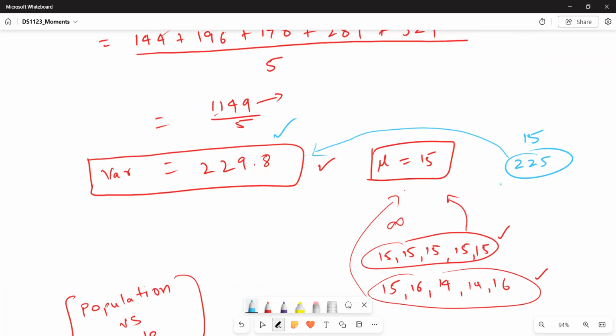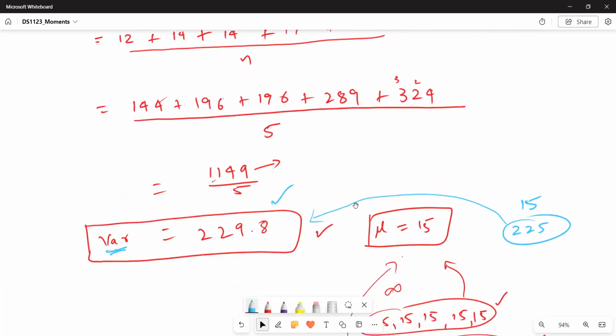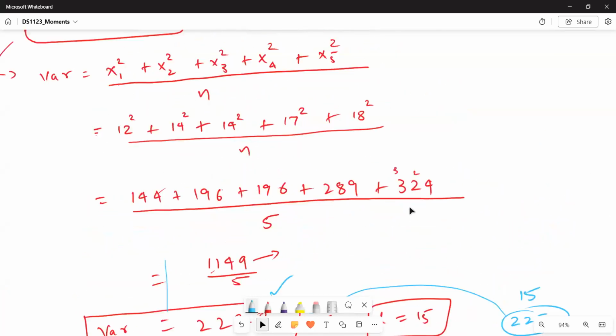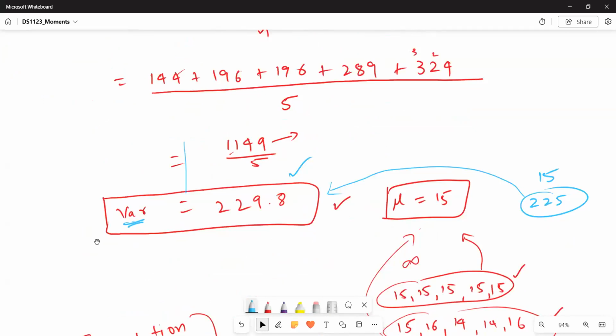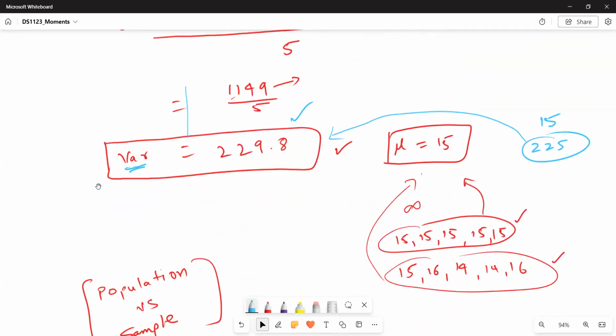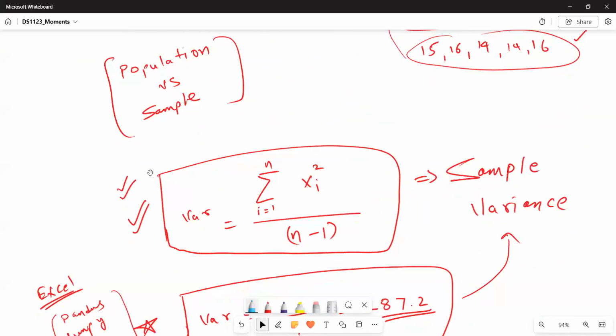Since this value has been calculated by taking the square of every individual data point, you can see these are squares that we are calculating, which is why it's very close to the square of the mean of the data. Since we have taken the square, we have to take the square root as well, to get the values.